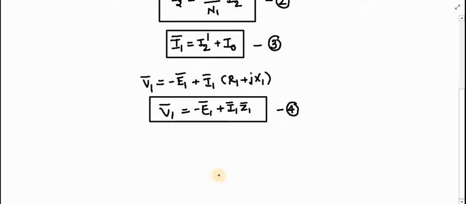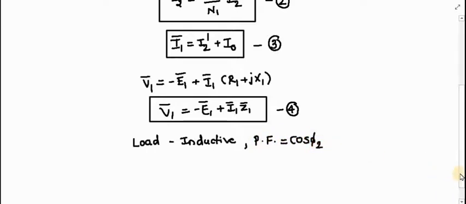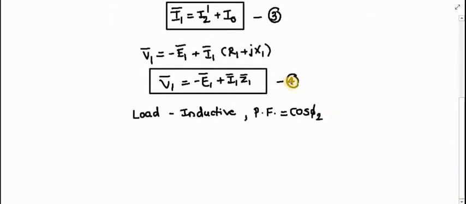First of all, I will assume that my load which is connected across the secondary is inductive in nature and has the power factor cos phi 2. So my load is inductive, and the power factor is equal to cos phi 2. So let us draw the phasor diagram.